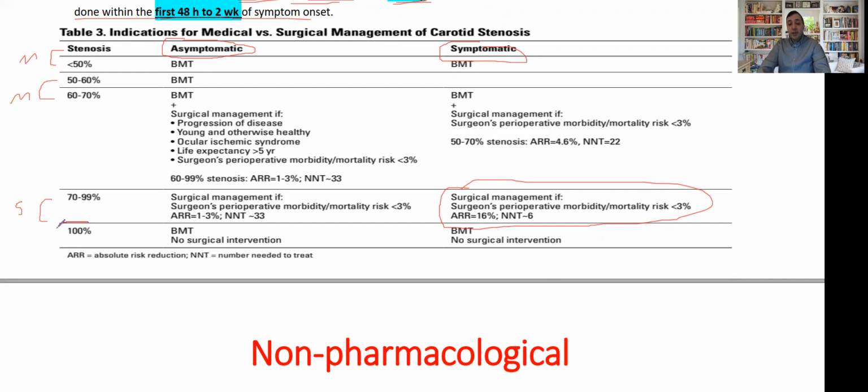This is a very important point to mention. If the patient has 100% stenosis, there is no surgical intervention, regardless of whether the patient is symptomatic or asymptomatic. If the stenosis is 100%, just best medical treatment.